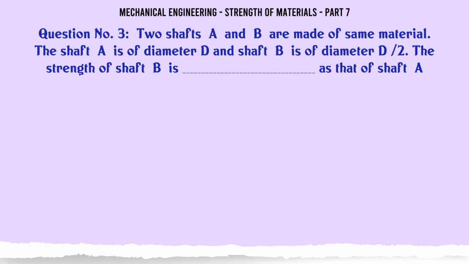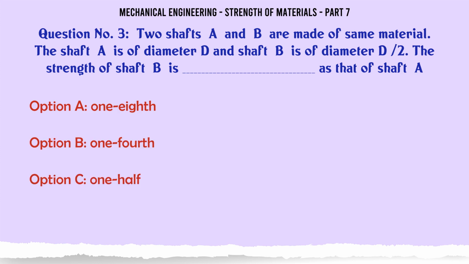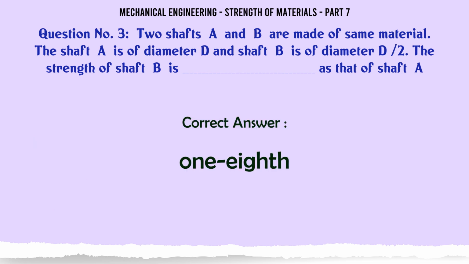Two shafts A and B are made of same material. The shaft A is of diameter D and shaft B is of diameter D/2. The strength of shaft B is as that of shaft A. A. 1/8, B. 1/4, C. 1/2, D. 4 times. The correct answer is 1/8.